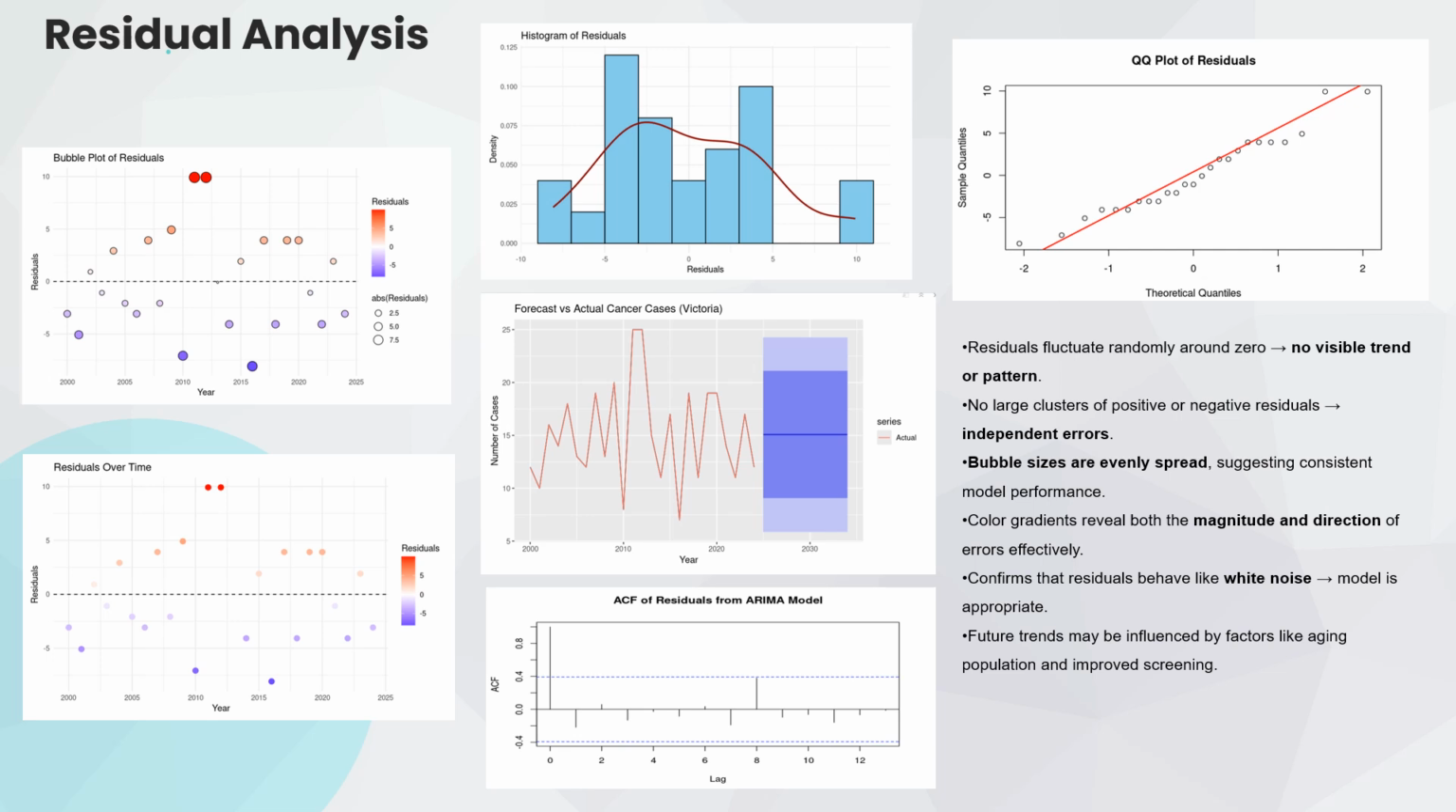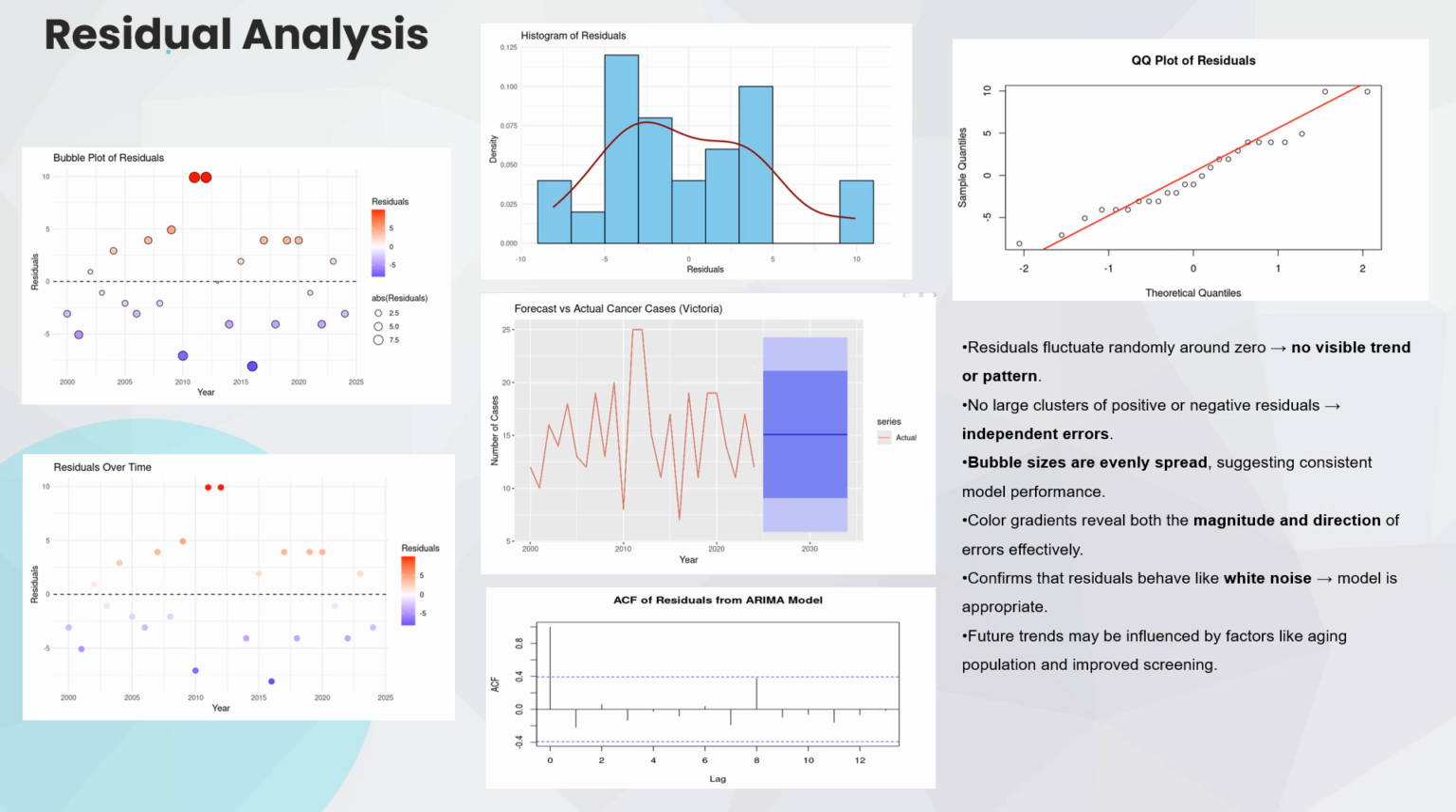By using this ARIMA model, we forecasted cancer cases for the next 10 years. The forecast plot includes confidence intervals to represent uncertainty. We observed a projected increase of around 15 cases annually. While this trend provides useful insight, real-world factors like aging population, improved screening, or policy changes may alter future outcomes.